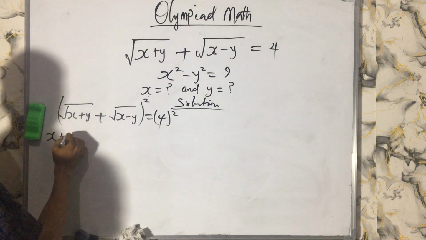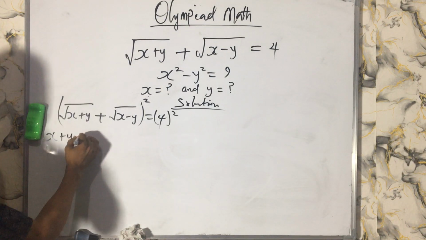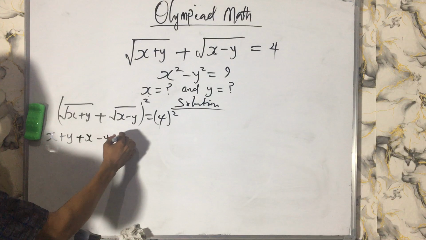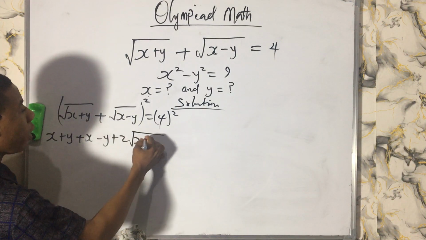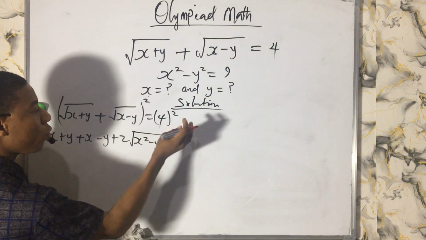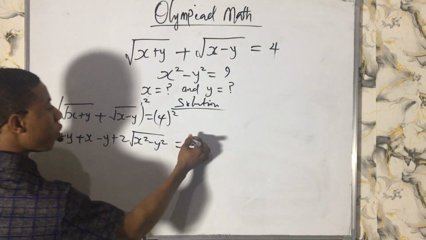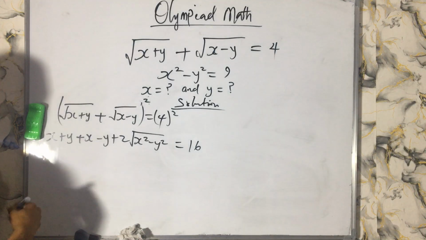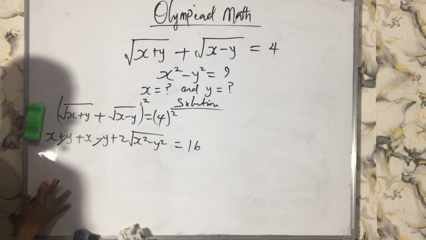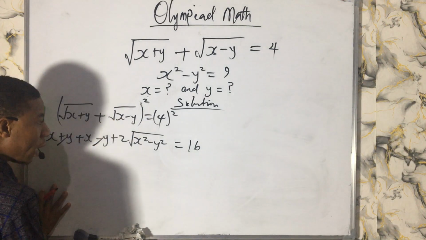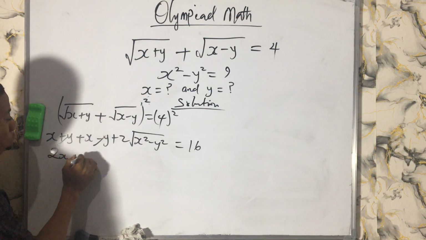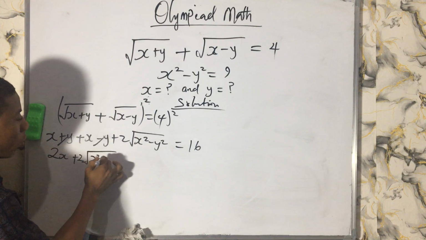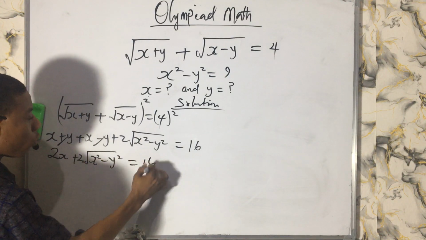You're going to have x plus y plus x minus y plus 2 square root of x squared minus y squared equals 4 squared, which is 16, right? If you collect terms, you see that plus y and minus y are gone. So what is left is x plus x. So we have 2x plus 2 square root of x squared minus y squared equals 16.